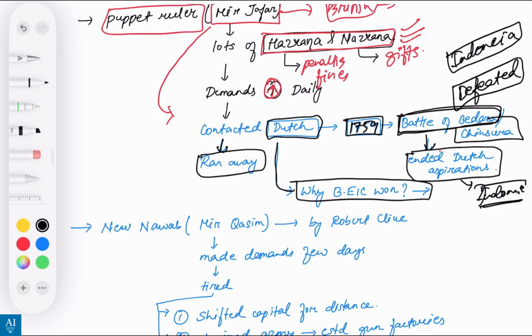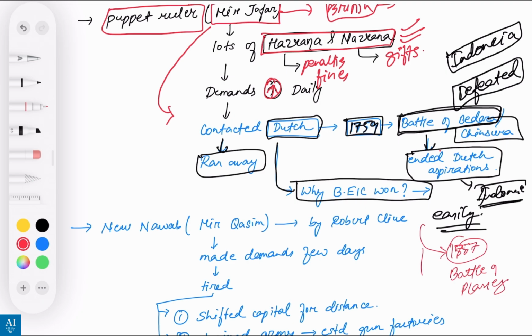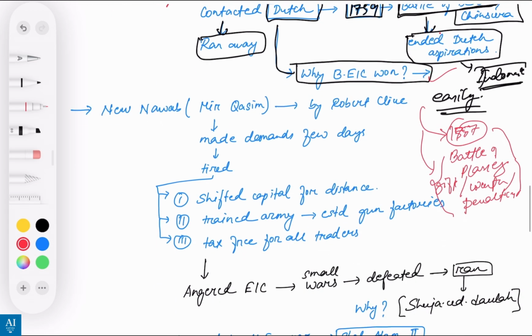You need to focus on one thing. Why did the British East India Company win so easily against the Dutch? Because in 1757 they won the Battle of Plassey, and in the Battle of Plassey they got very much wealth as gifts and penalties from Sirajuddaulah. That's why they were very rich, and being rich is a very advantageous position in war. So that's why they won. After Mir Jafar left, a new puppet Nawab was made by Robert Clive, that is Mir Qasim.